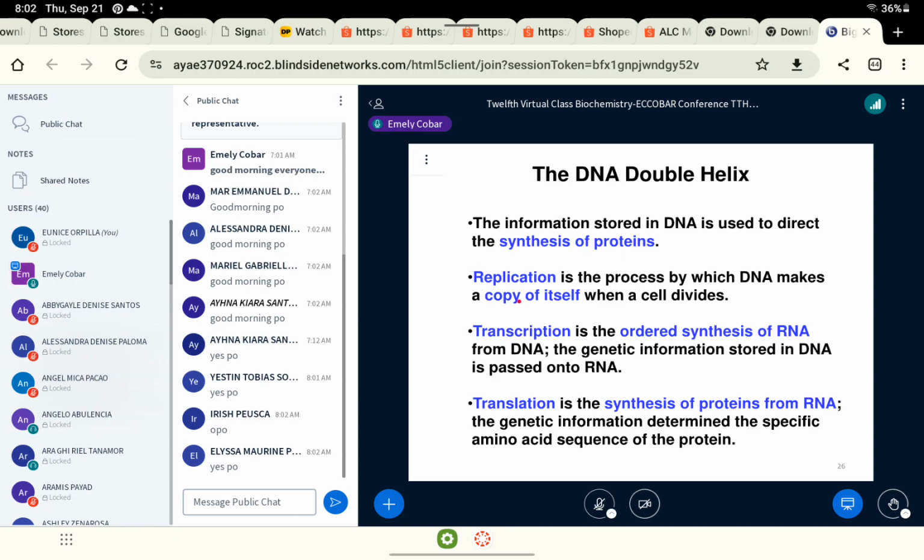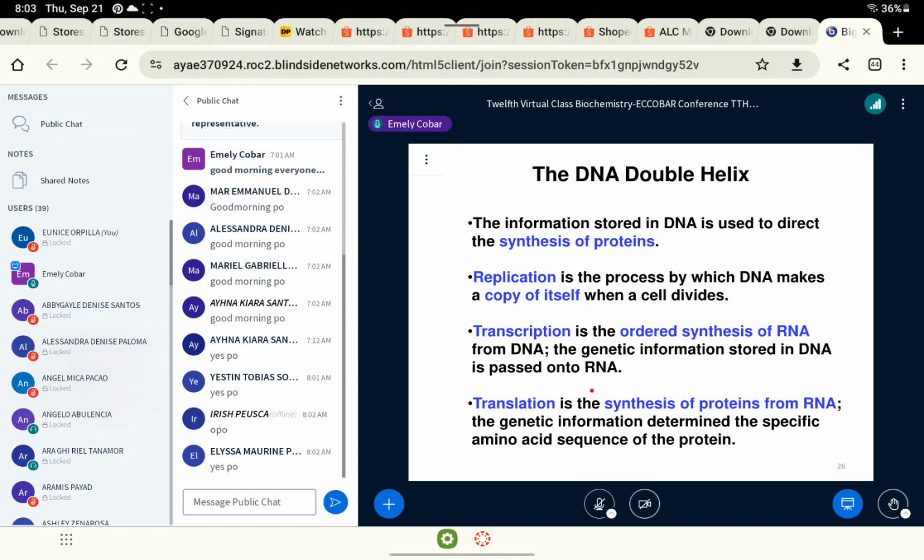Then, if the information must be passed on so that certain proteins are synthesized, then kailangan muna yung information dun sa DNA ay ma-pass to an RNA. So that is transcription. Okay, transcription is the ordered synthesis of RNA from DNA. So buhat kay DNA, the RNA will be synthesized. And so whatever is the genetic information stored in the DNA, it is passed on to the synthesized RNA. Okay? Now, so nasa RNA na.